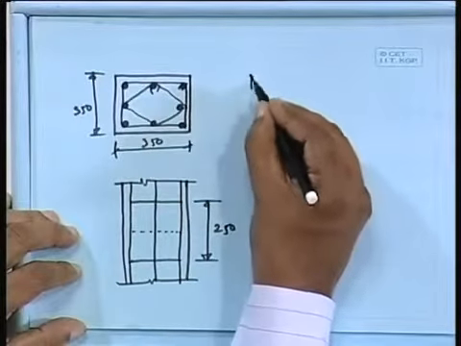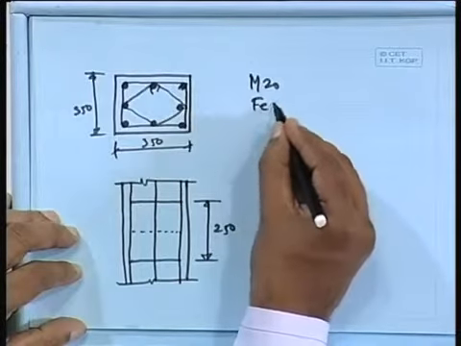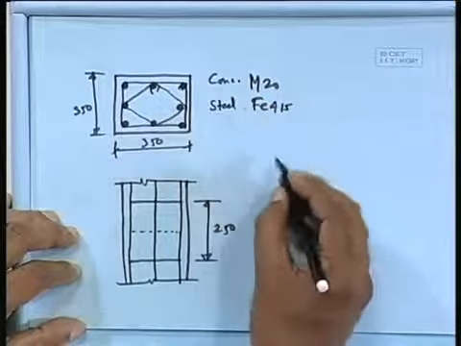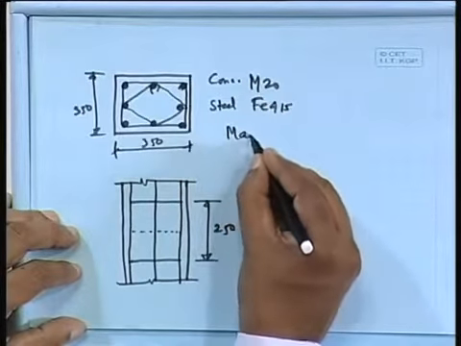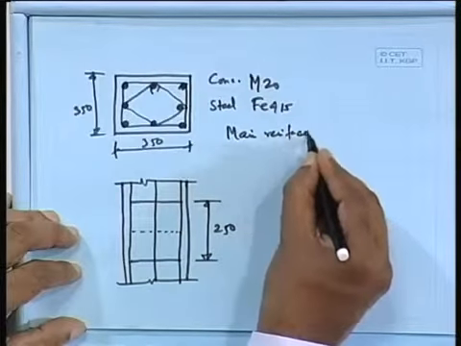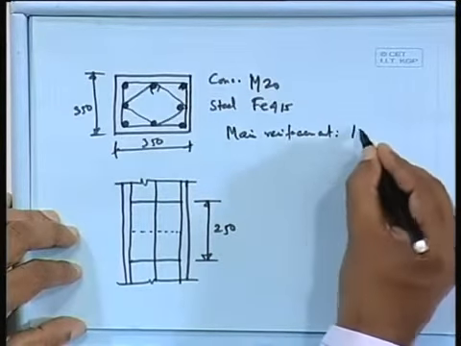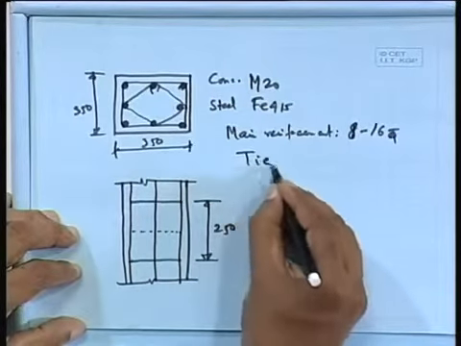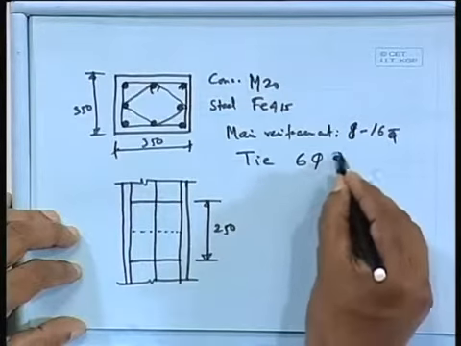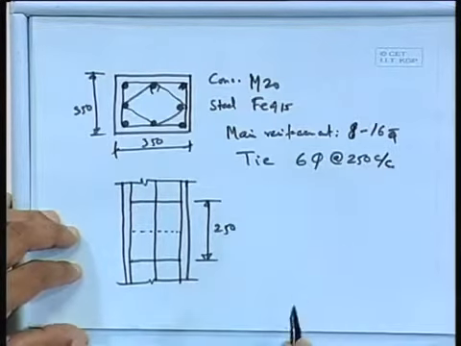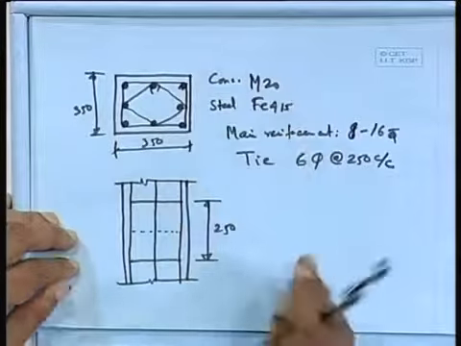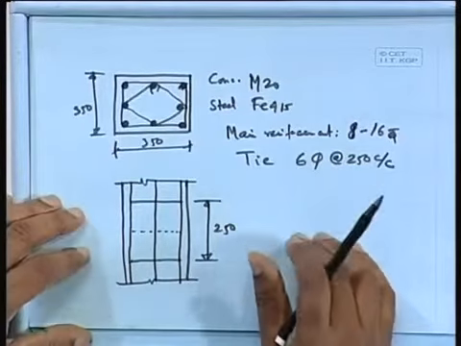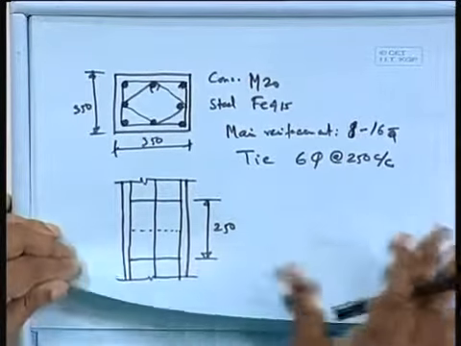So we are getting M20, Fe415 steel, main reinforcement 8 of 16 torr, tie 6 phi at the rate of 250 center to center. This is the design that you have to provide so that your draftsman can make the drawing from here. So this is all that we can say about the axial loaded column.